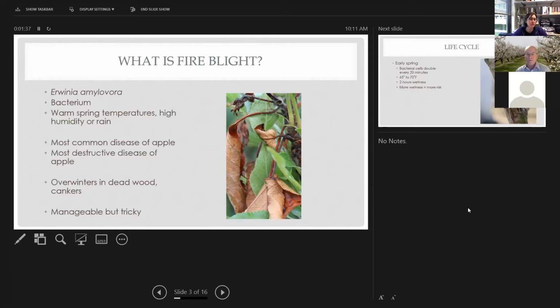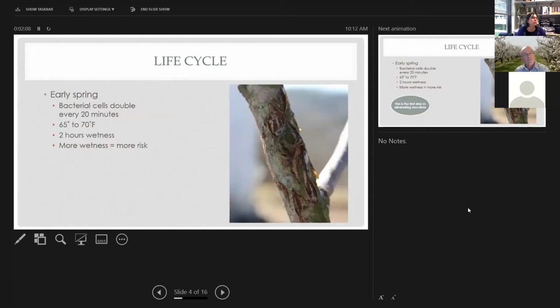The bacterium overwinters in dead wood and in cankers, so that is part of this process. This is the time of year that you've been pruning, you're finishing up with your pruning, and removing any fire blight infected wood is going to be your first step. And then from there, we do this very delicate dance of spraying when temperatures are within range and we have water, we have free water available.